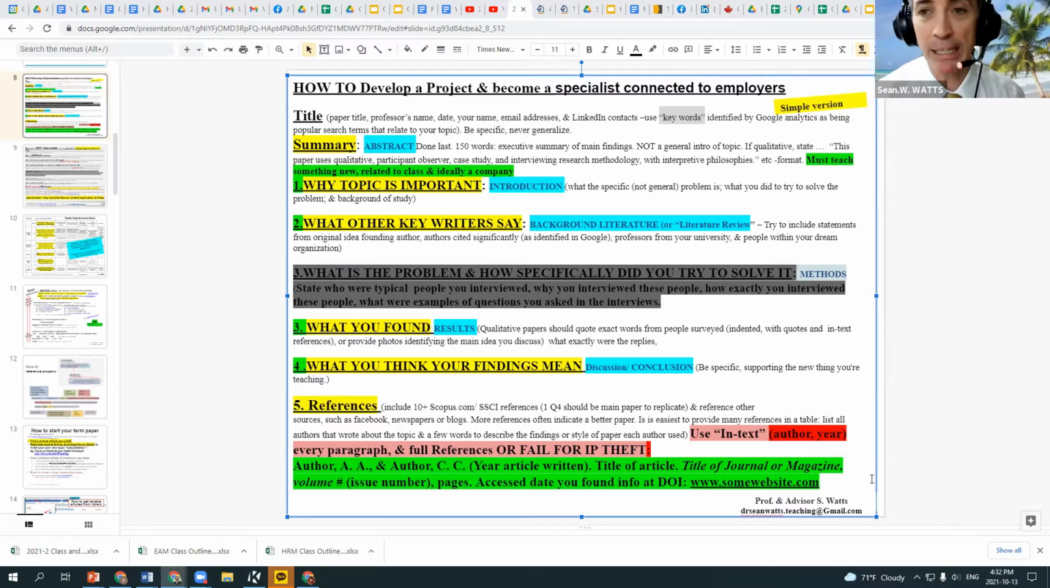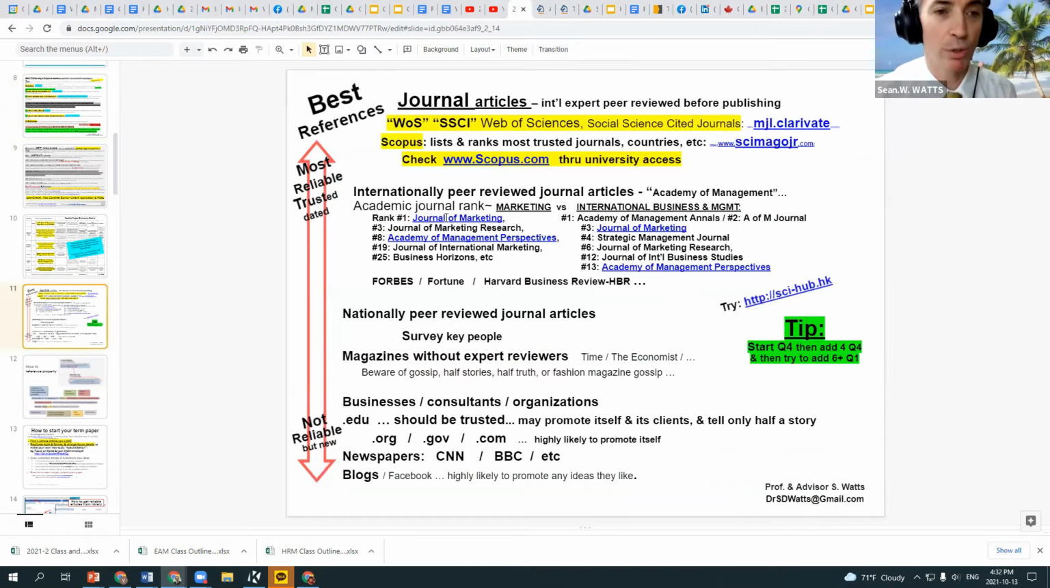And so everybody following the social sciences format, you know the introduction: why the topic is important, why the world should care. And then you get into the background: what other reliable, respectable people, maybe the benchmarking people, have said. That's what other key writers are saying, the background literature, the literature review. Show that and show the idea that you have valuable information.